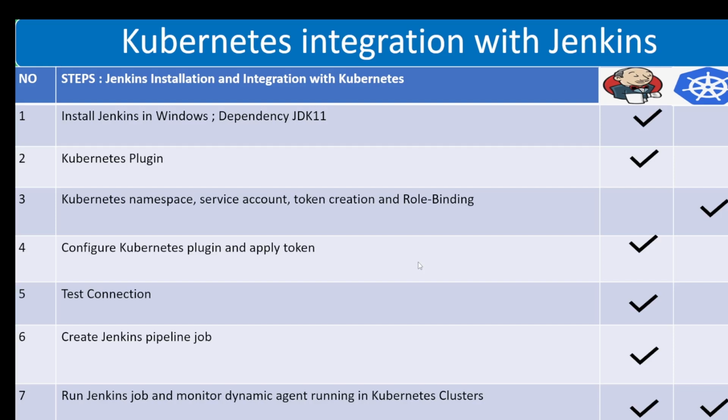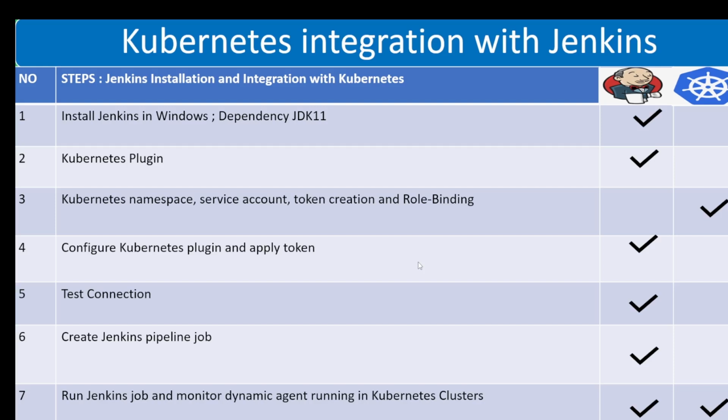In step 3, go to your Kubernetes cluster and create your namespace and service account. In this example, I am going to create the namespace and service account as Jenkins. Now you will have your namespace and service account. For that, you need to create a token. When you create a token, you will get an output. Please store that output somewhere in a notepad, which you need to apply later in step 4.